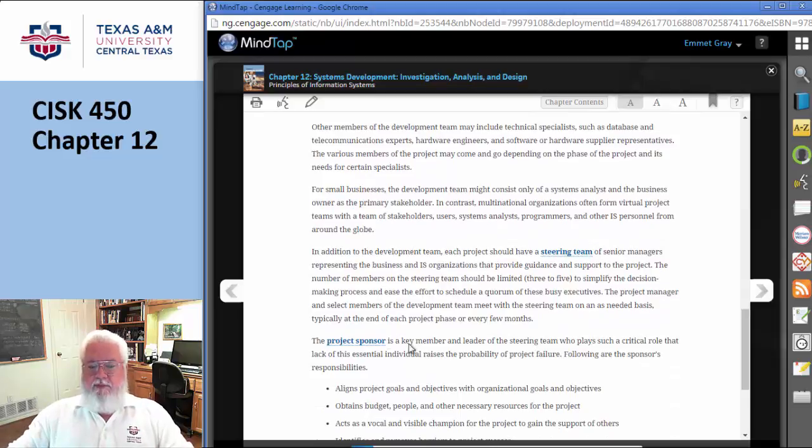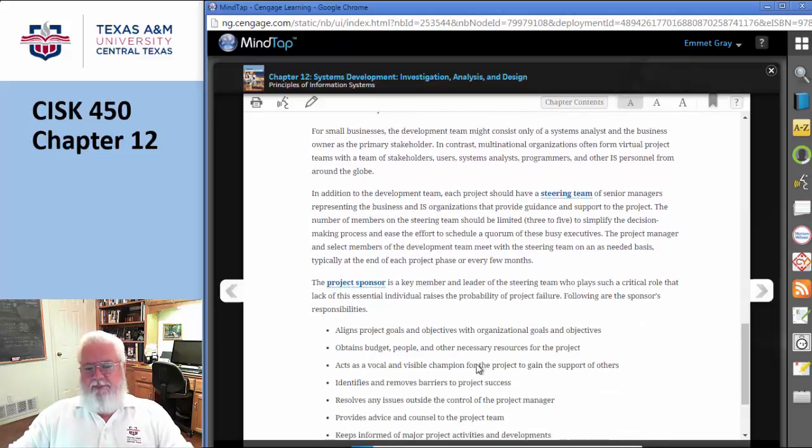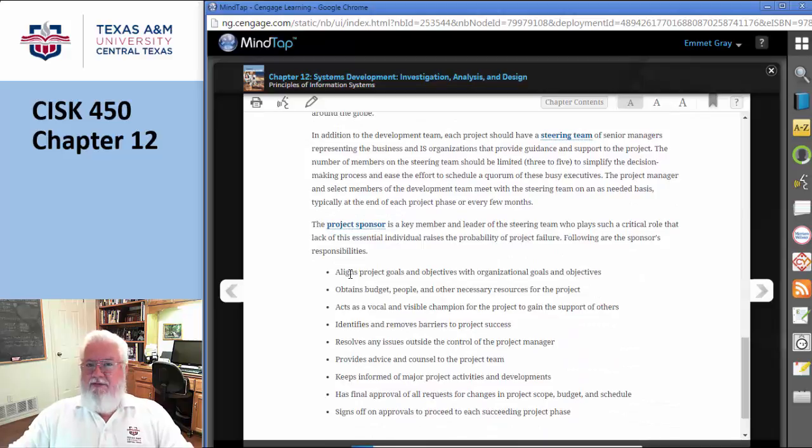So here's the role of the project sponsor, the boss, what the boss is supposed to do. Make sure that the projects are aligned to the business goals. Boy, wouldn't that be kind of handy. Gets the budget, gets the staffing, gets all the resources that you need. Acts as the champion to gain support from other organizations, right? Identifies and removes barriers, does conflict resolution, and so on. So this is a good person. They typically don't get their hands dirty. They typically don't get involved and say, well, I think you need to move this over here. They don't get that deep because they're the boss, by God.